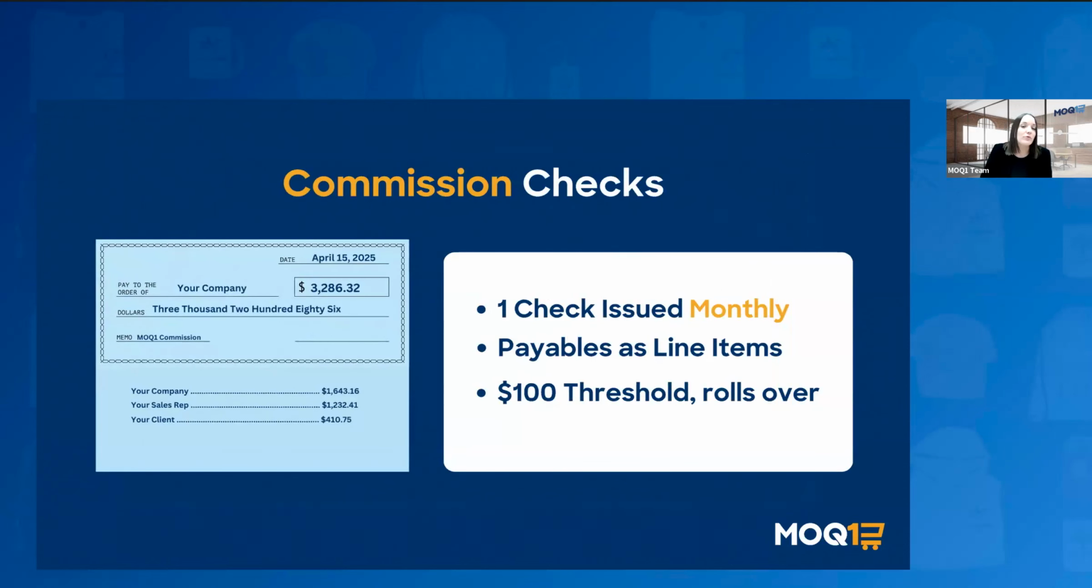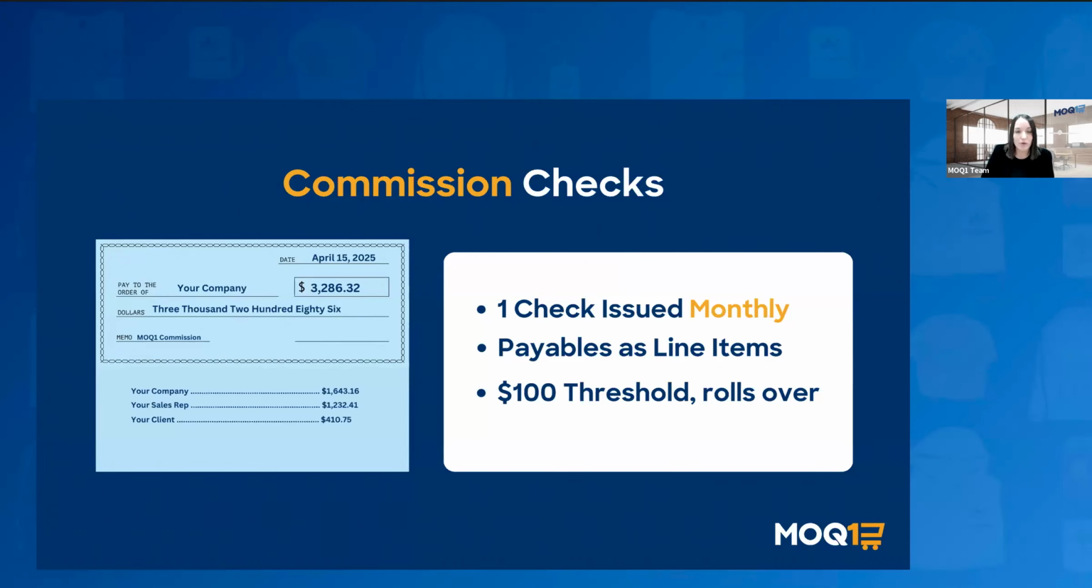Your company will receive one monthly commission check for all profits generated across any shops within your company directory, and you will never be invoiced for any costs. Your commission check will include a detailed breakdown of commissions with each payable listed as a line item. This allows you to clearly see how much you need to pay each employee or client based on the profit sharing rules you've set up for them within your MOQ1 shops.